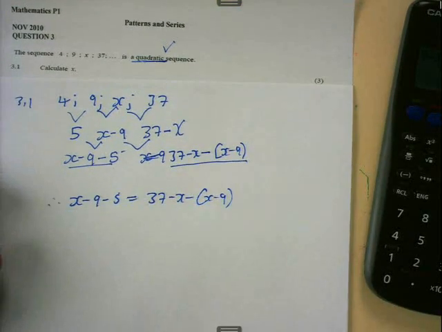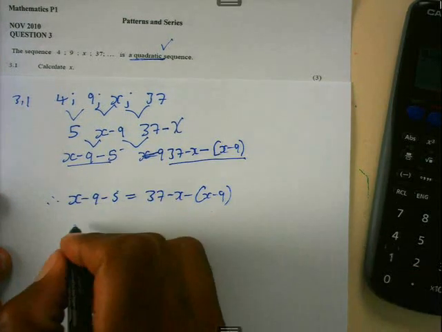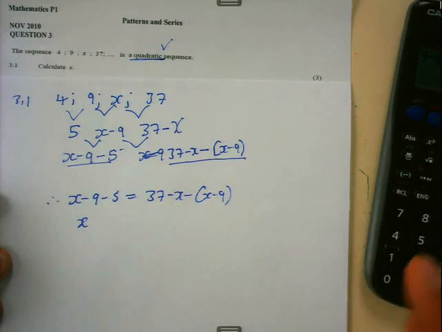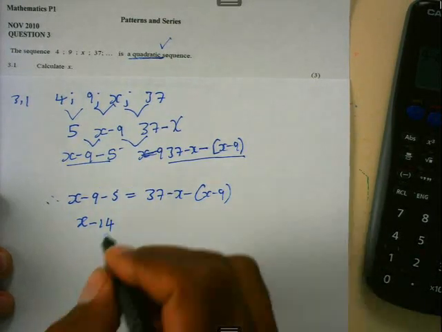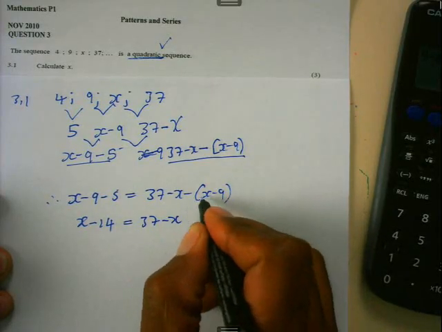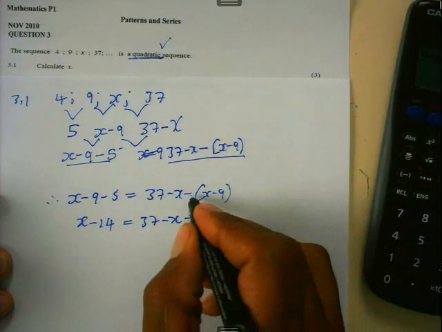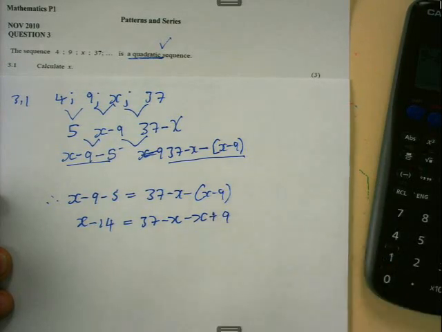Then immediately from here, we can solve for x. That is x minus 9 minus 5, of course, it is minus 14, is equal to 37 minus x. Negative times positive is a negative x. Negative times negative will be positive 9.